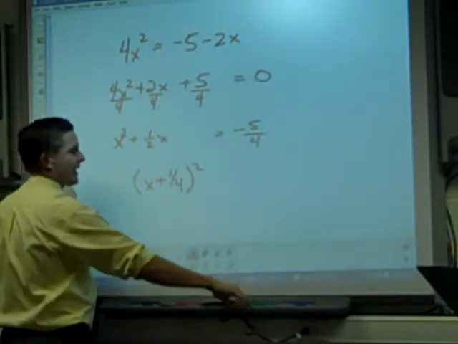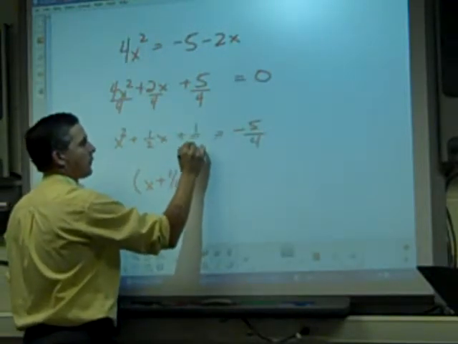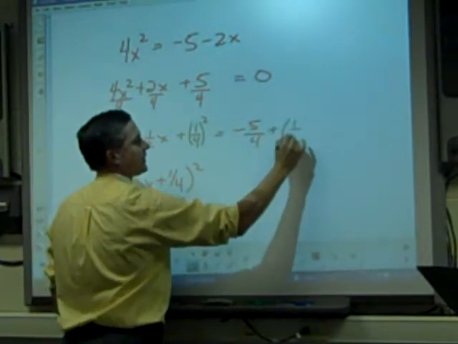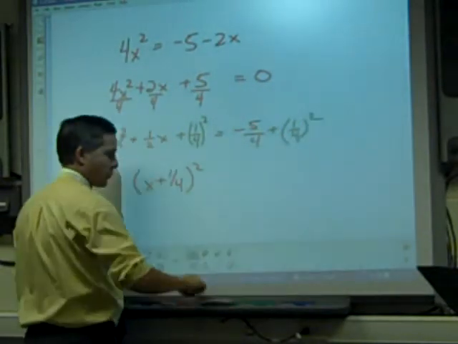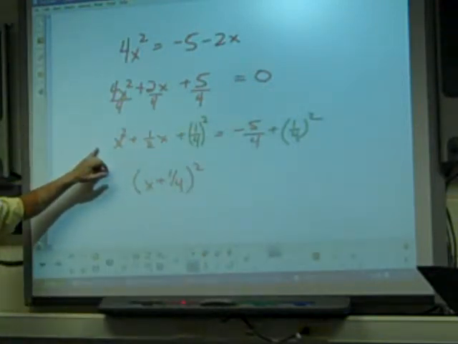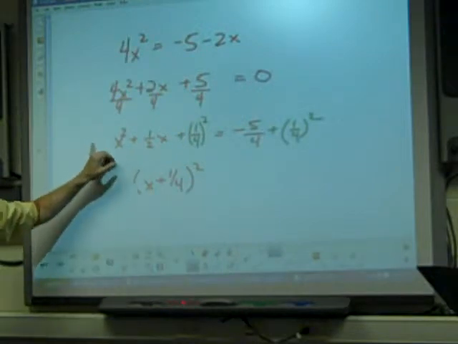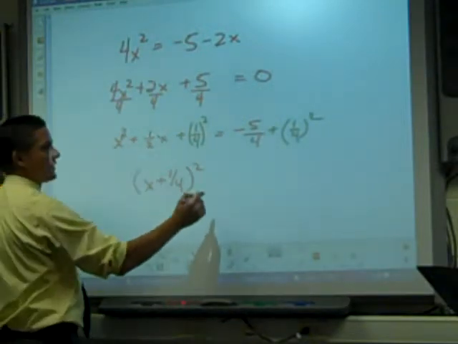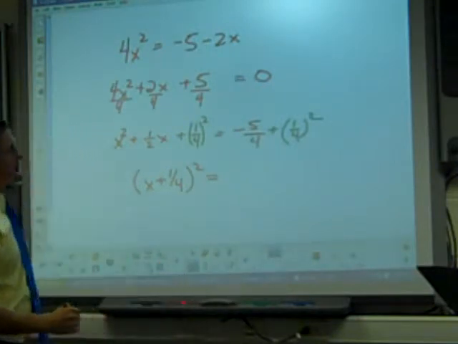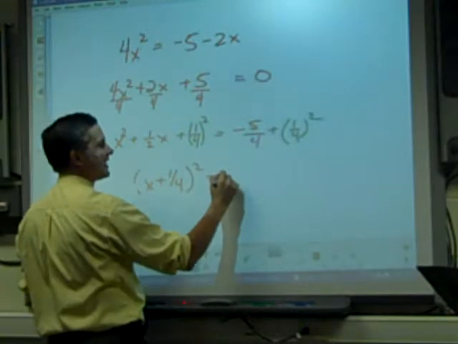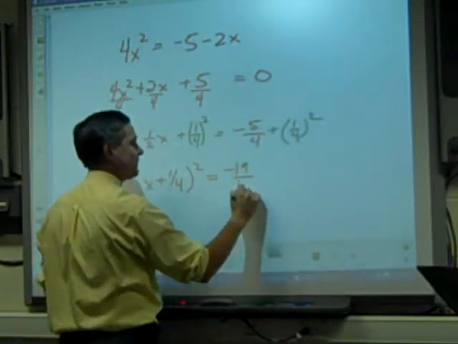But I have to add back the 1/4 squared on both sides, because I have to work an equivalency. I have to have a trinomial that's a square, so I can get here. We create a perfect square to go to a binomial square. These are equivalent sides. On the other side, when I square this, I get 1/16. I have to multiply by 4, so I'm going to get -19 over 16.